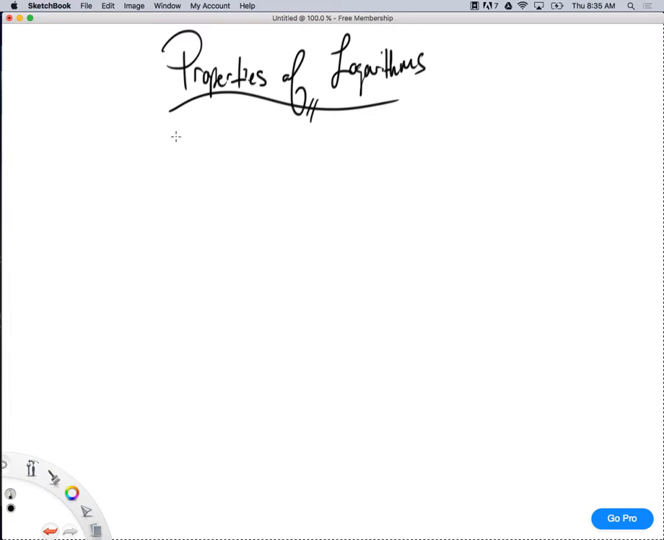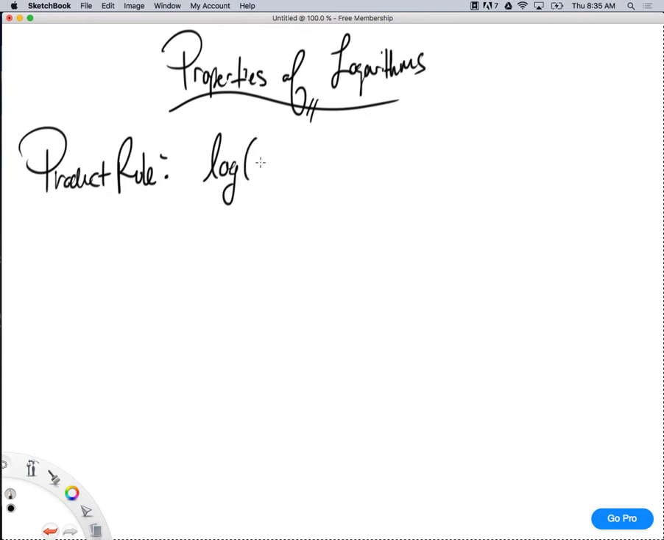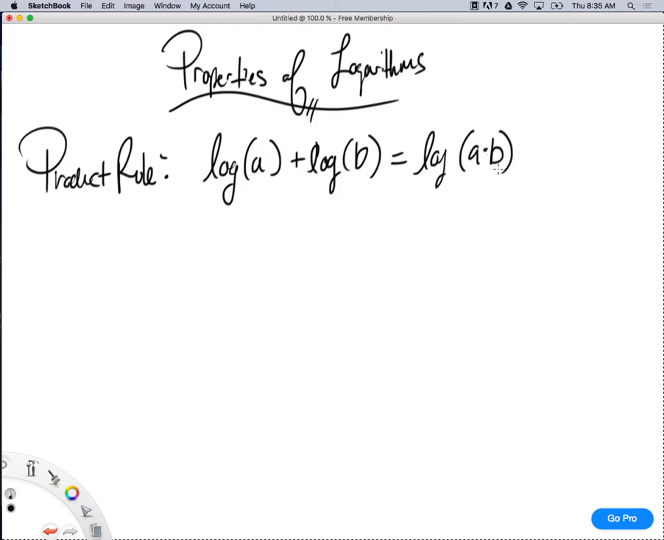Properties of logarithms include three properties: product rule, quotient rule, power rule. What's the product rule? Product rule is log of A plus log of B equals log of A times B. Okay? What does this look like?